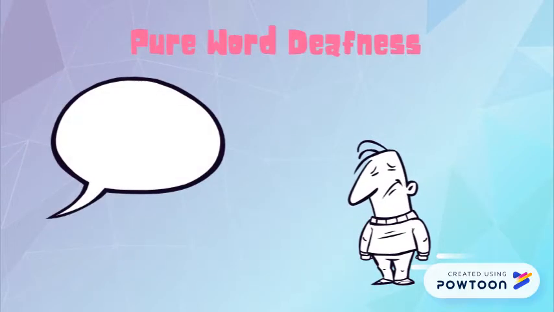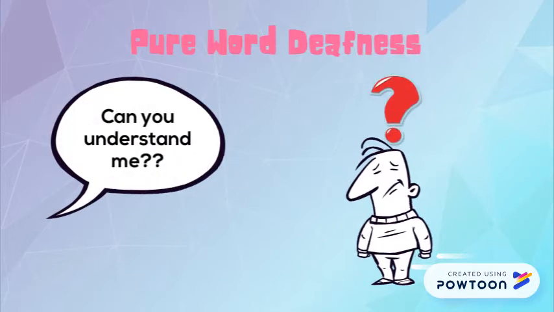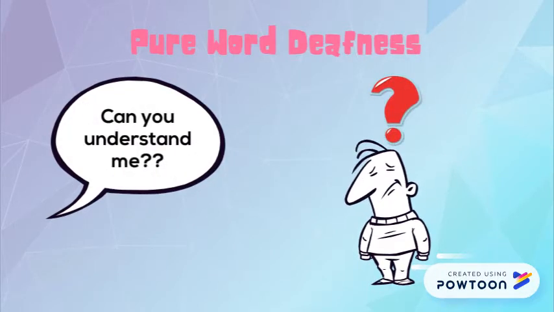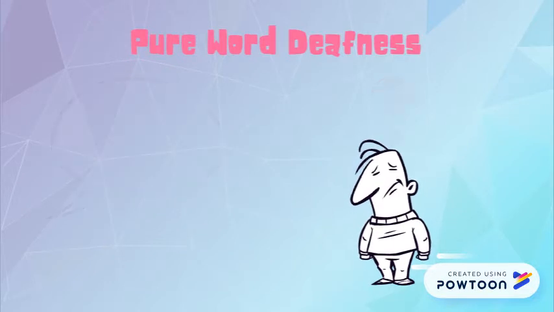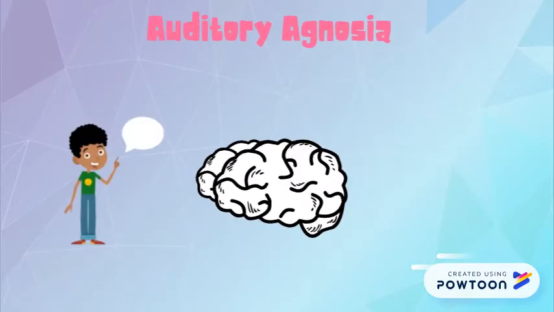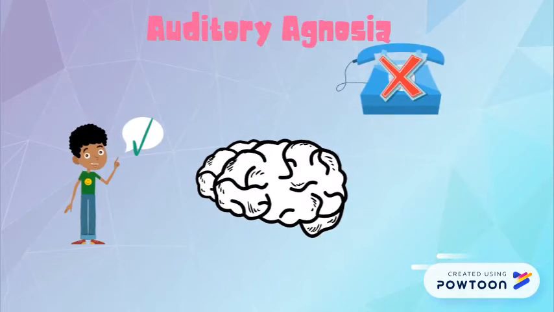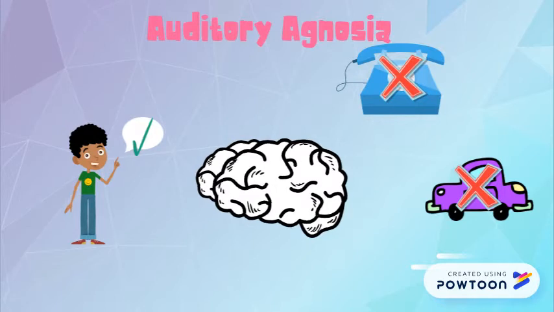Patients with pure word deafness have great difficulty in recognizing or understanding speech sounds. They may be able to identify a speaker's gender or emotion, but they will not be able to understand the actual words they are hearing. In cases of auditory agnosia, patients can correctly identify words, but they are unable to recognize non-linguistic sounds, like a telephone ringing or a car starting.